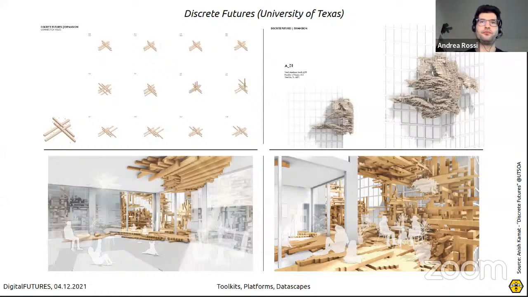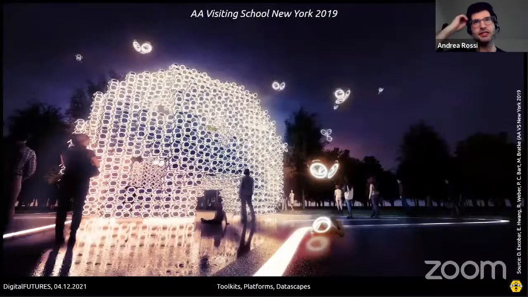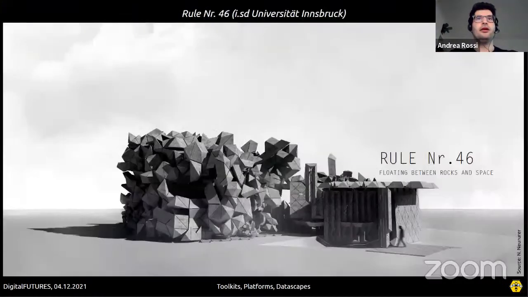And what happened is that very quickly we had a lot of projects popping up. In this case, some work that was done at the University of Texas, or at the AA Visiting School New York, which was run by Marvin Bratke, Paul Bart and Ramon Weber. Or, once again, some work done at the University of Innsbruck and the Institute for Structural Design.